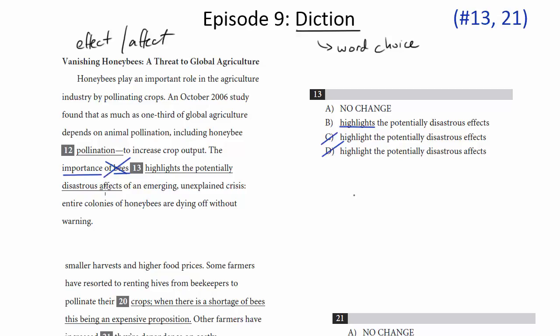Now we go to the diction. So affects with an A is actually the verb form of effect, right? To cause change or to cause some result in something is to affect it. Now, effect with an E is the noun, and that's what we're looking for here. So it's the potentially disastrous effects. So that would be choice B.